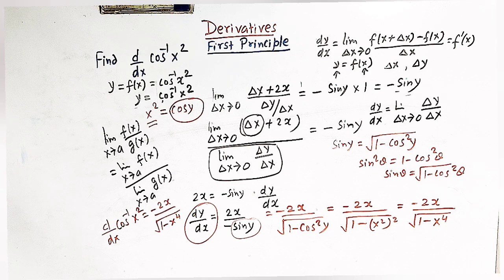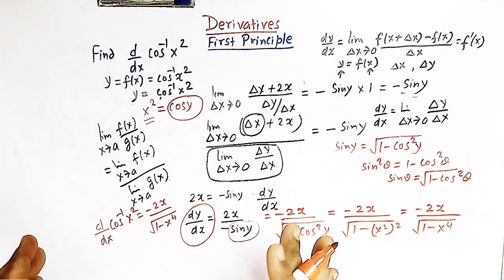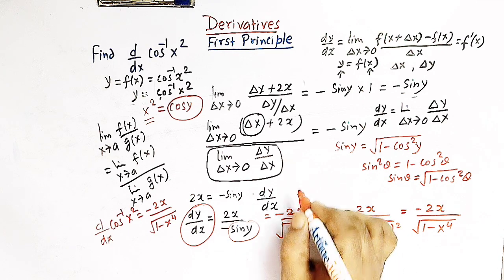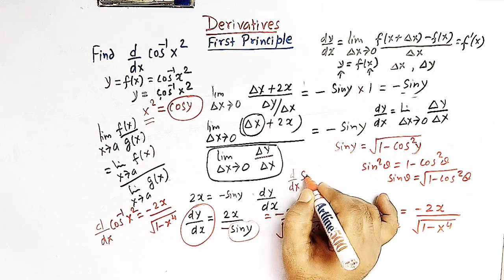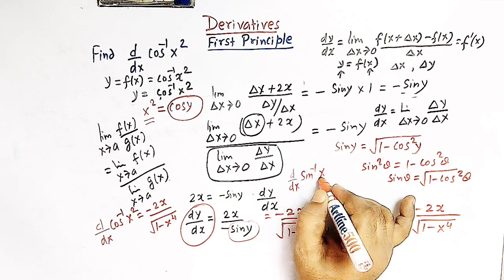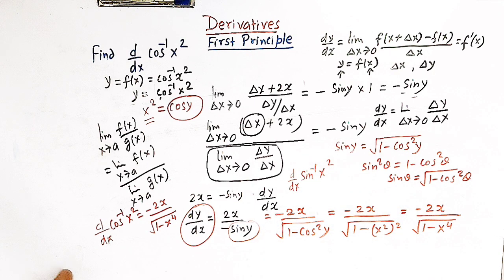So following the same steps with minor changes, we can easily find out the derivative of sine inverse x square. And this problem is left as an exercise for all our learned viewers.